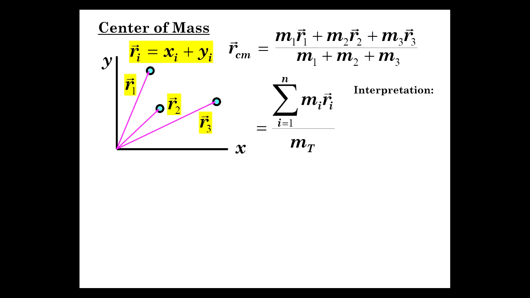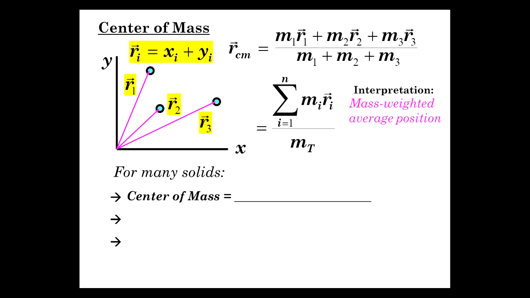And the interpretation of this is that it is the average position of the masses, or perhaps better said, the mass-weighted average position. So it's the average position of the particles weighted by their mass. So if one of these masses is greater than the others, say M1 is more than M2 or M3, then it's going to shift the position of the center of mass closer to this particle here, etc.